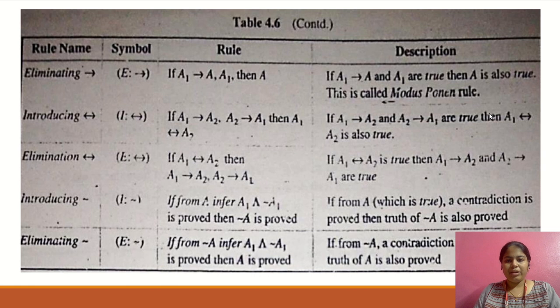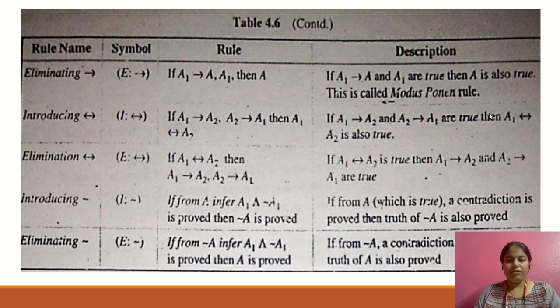Eliminating implies. If A1 implies A and A1 are true, then A is also true. This is called modus ponens rule. That is, A1 implies A is true when both A1 and A are true, and if A1 is false, then the implication holds trivially. Here A1 is given as true, therefore A is also true.